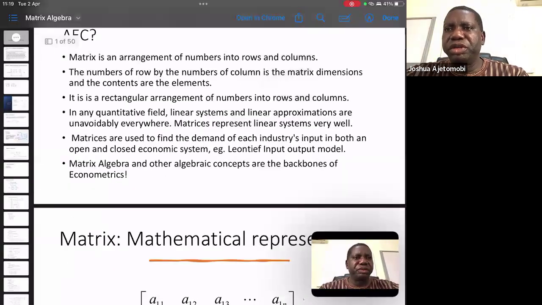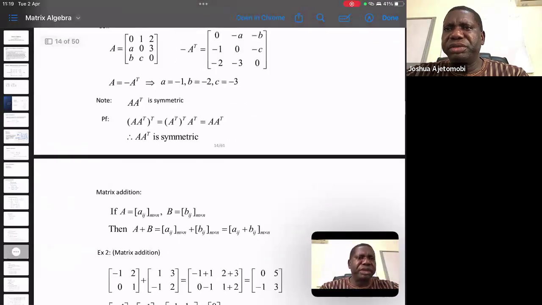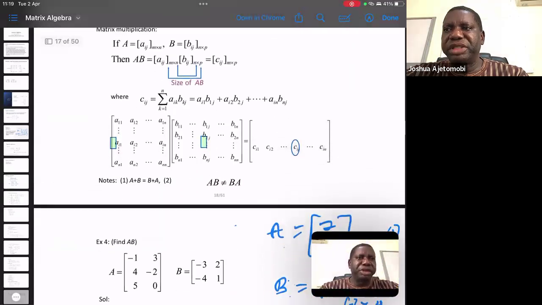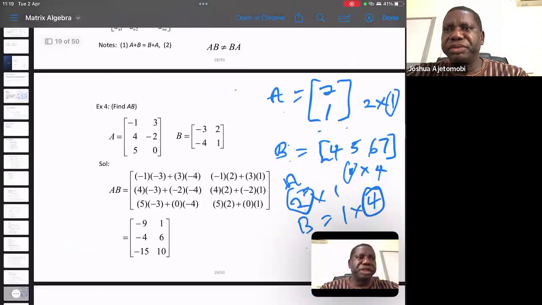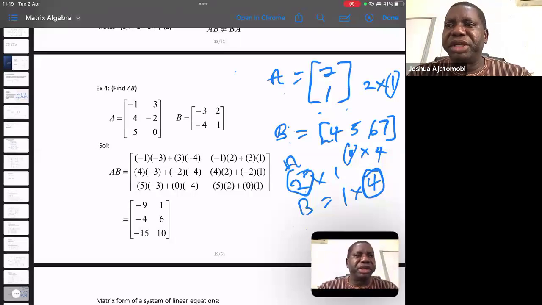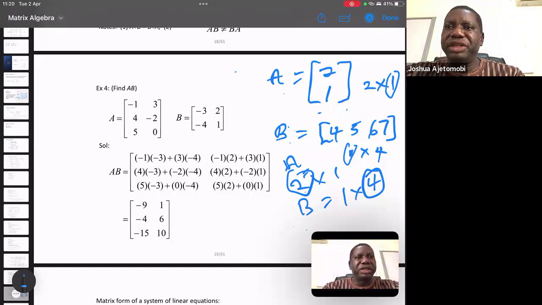Beautiful. So we go straight to matrix multiplication. We stopped at scalar multiplication, so now matrix multiplication. When you are dealing with matrix multiplication, the most important thing, or maybe I should say the first thing you have to take into consideration, is the dimension of the matrices that you want to multiply.